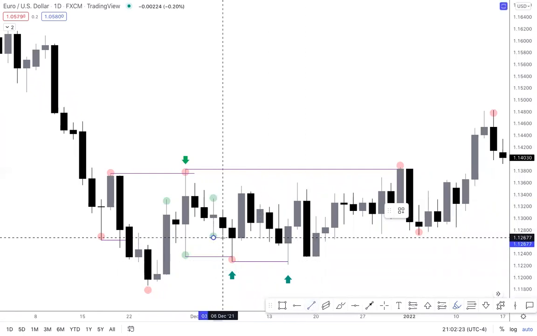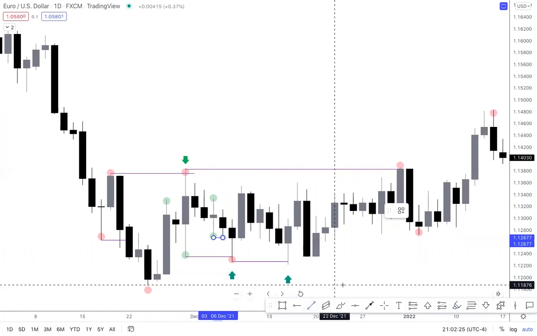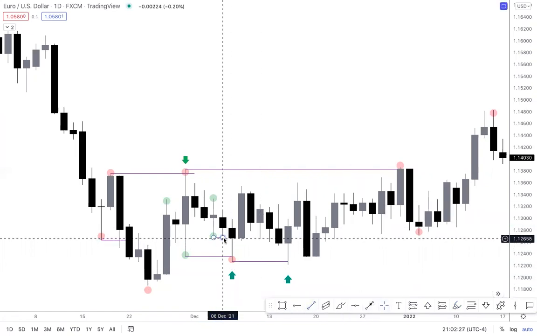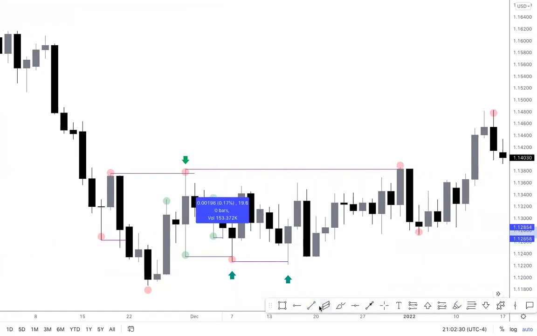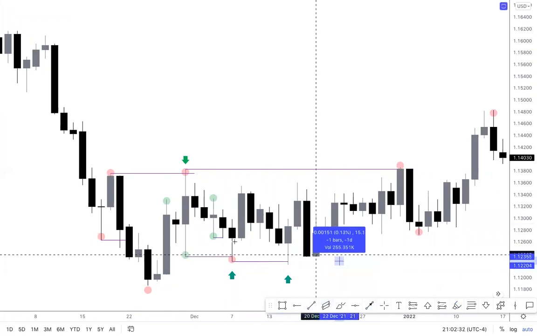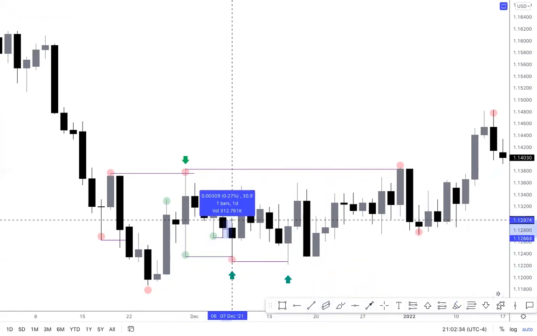Sure, the market clearly induced a little bit. You could have gotten a little intraday trade here, right? For around 20 pips. Who knows really how far that trended up? It could have trended all the way up here for 30 pips.